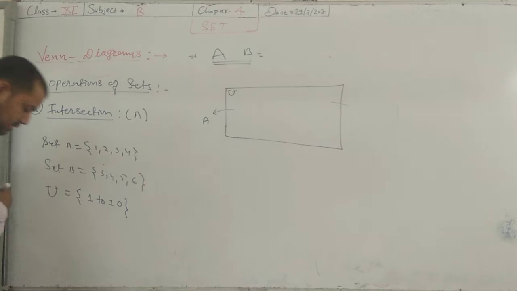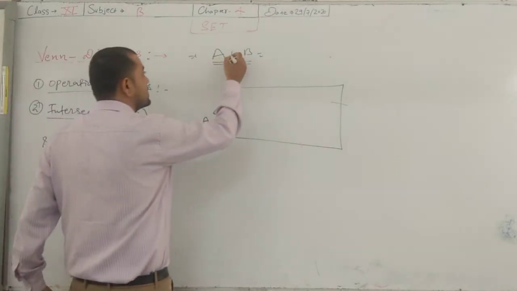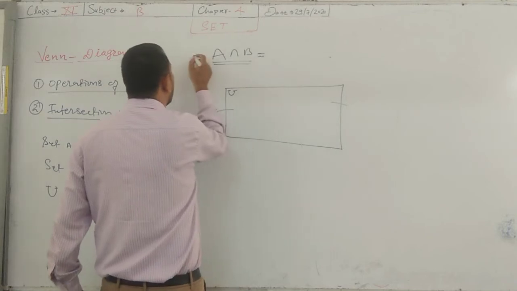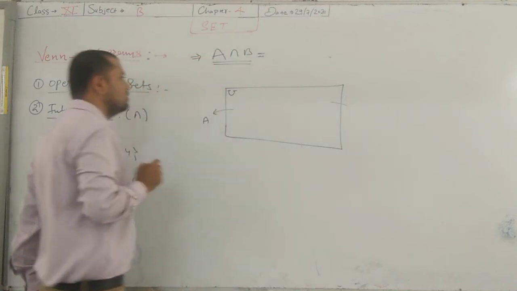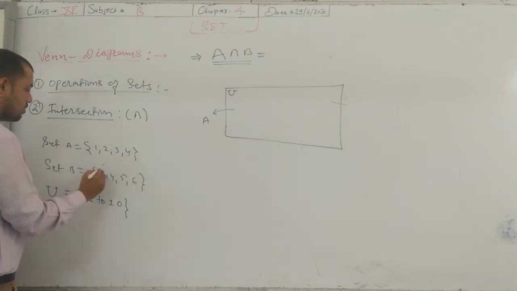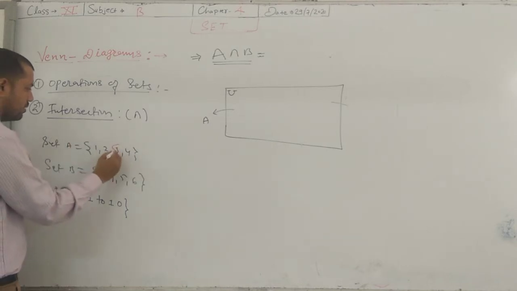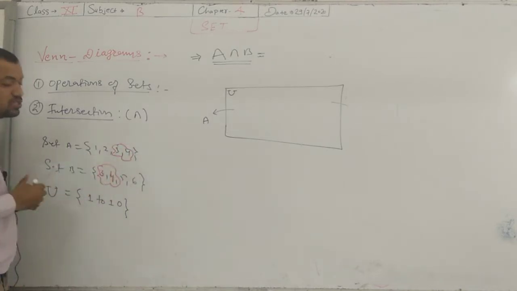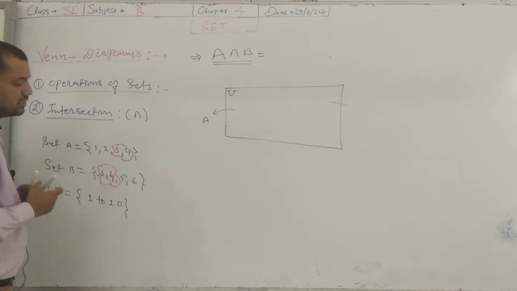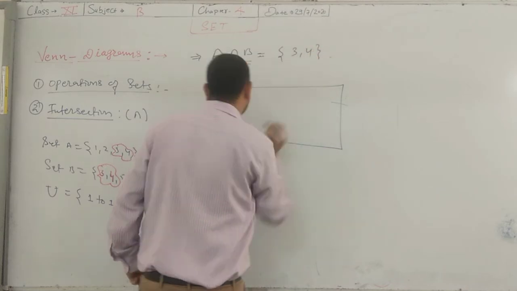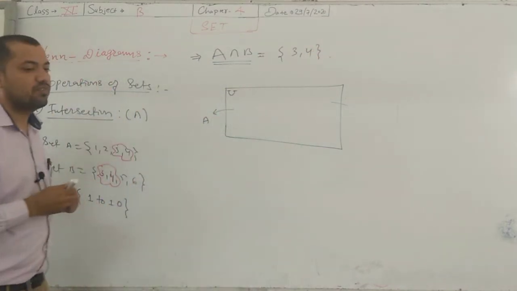How do we calculate the intersection? Intersection is represented by the opposite u, and it is basically the common elements between the two given sets. Here 3 and 4 are the common elements, and the common elements are called the intersection. Union means all the elements, but intersection means only and only the common elements. So 3 and 4 are the common elements between the sets, and they form the intersection.